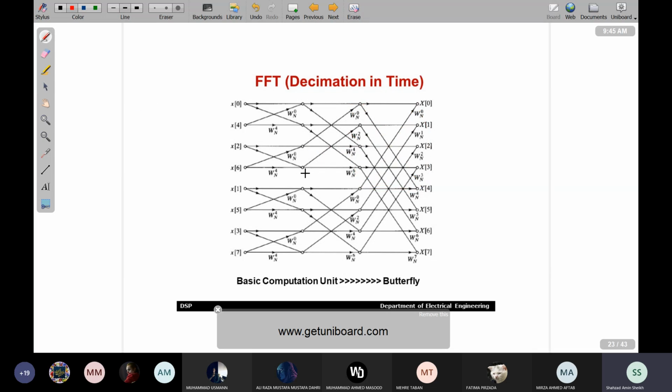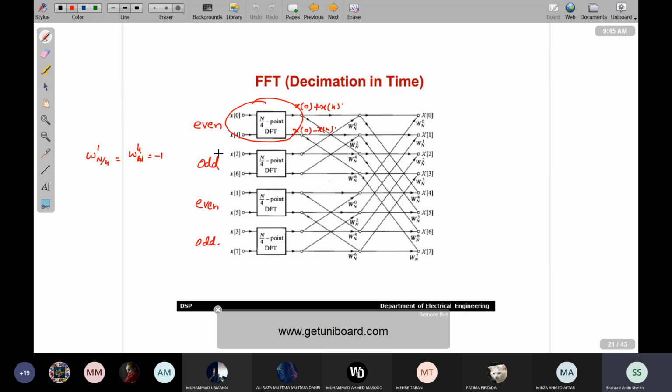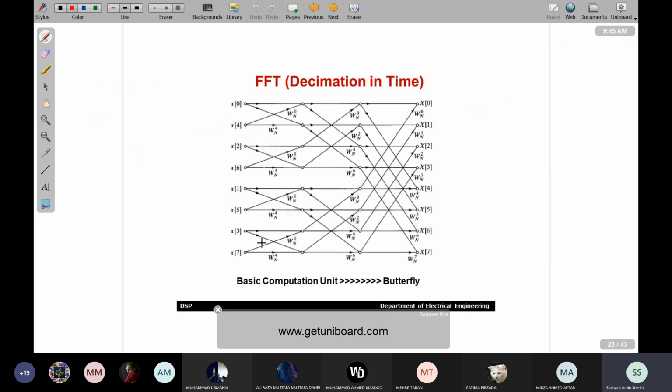अब इस बेसिक स्ट्रक्चर को देखें. ये मेरे पास 8-point DFT था जिसको मैंने ब्रेक किया है. That's just the another format of this thing. ठीक, x0 x4, इस पॉइंट पे मुझे x0 plus x4 मिल रहा है, इस पॉइंट पे मुझे x0 minus x4 मिल रहा है.